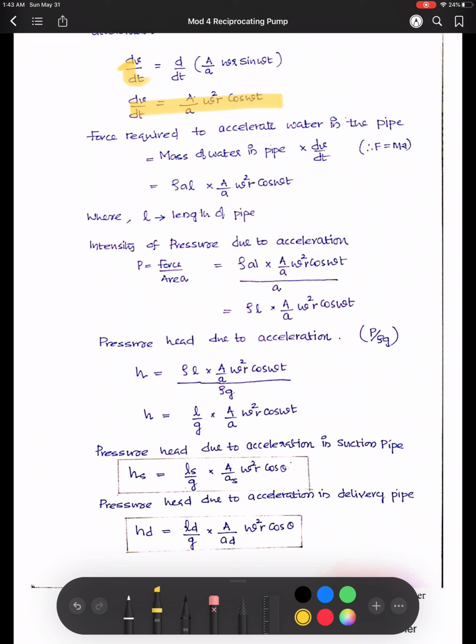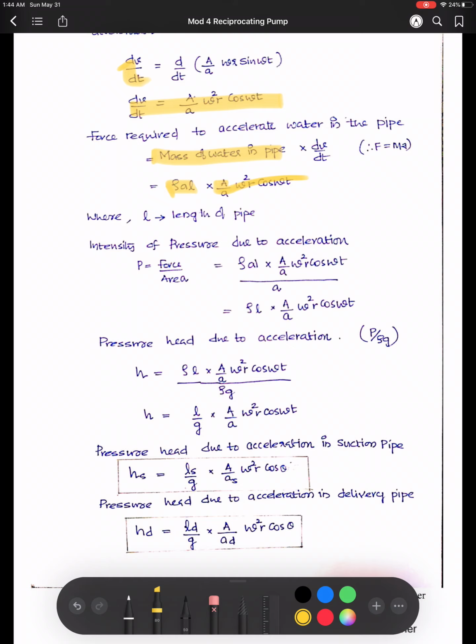Now to find the force, force is equal to what? Mass into acceleration, right? So we have already found out what is acceleration. So we'll just multiply it with the mass of water in the pipe. So mass of water will be given by density into volume, right? So rho a l, and A by a into omega square r cos omega t, where small l is the length of the pipe.